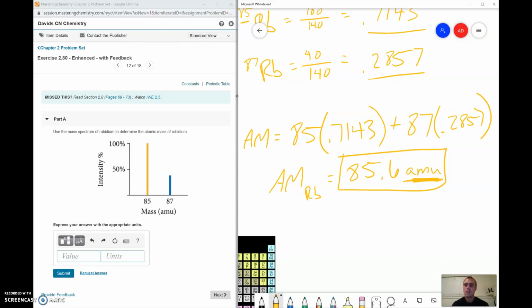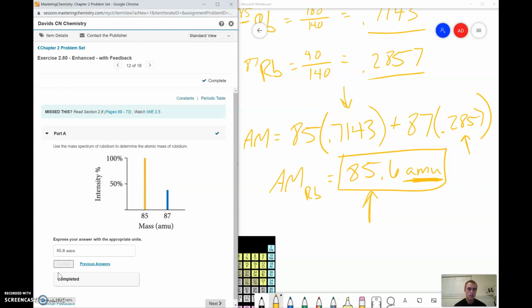And if we think about this answer, 85.6, our final answer, we've got more rubidium 85 than we have rubidium 87. And so our weighted average takes into account this abundance. And so our final answer should be closer to 85 than it is to 87. And it is very much so. Okay, so according to our logic and our reasoning, this answer should be the correct answer. So we have 85.6, and our units here are AMUs, and we can submit, and it's going to tell us it's completed, but I know that that is right.